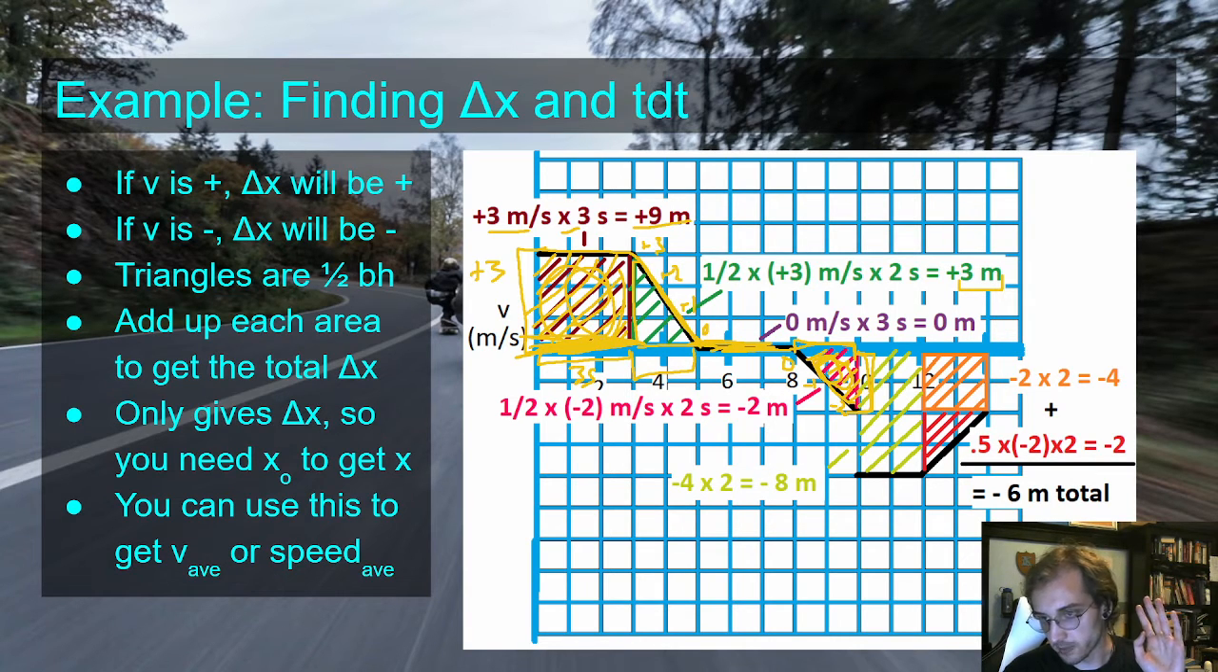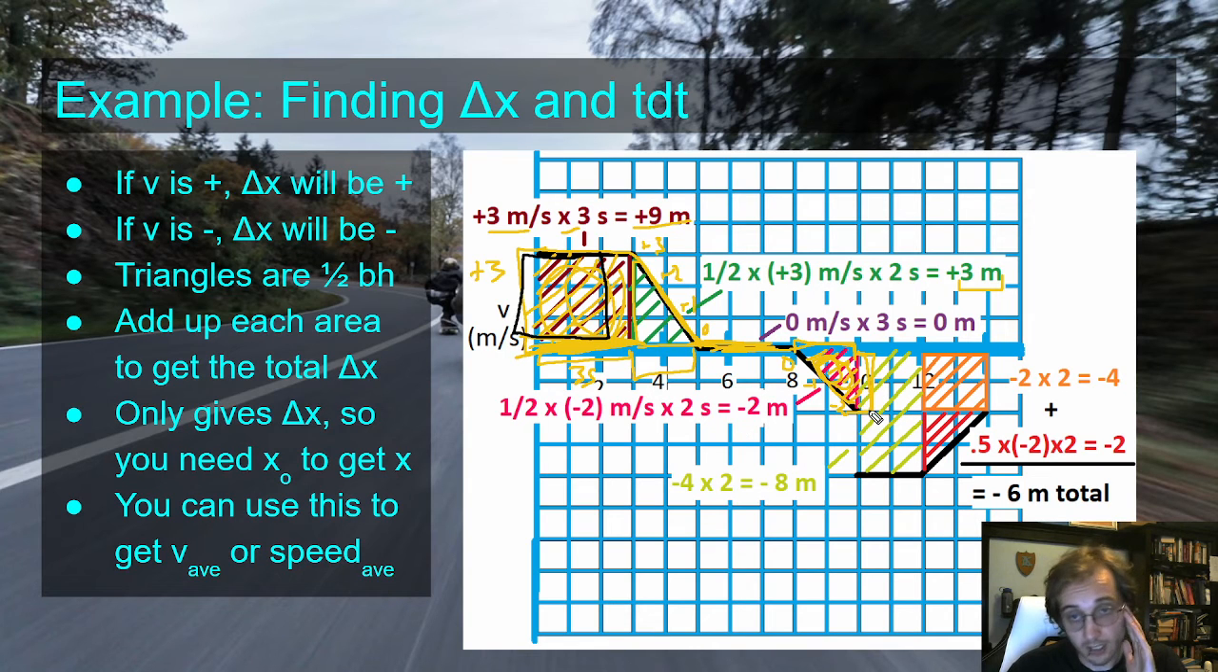Real quick, just because it occurred to me that it might be a question: if you're wondering what to do for parts where you only want a section of the shape, just use the base for the section of that shape, or make a new shape that's a subsection of that shape. So if you wanted to know the displacement for the first 2 seconds, you would only use this part of the triangle or rectangle instead of using the whole thing.